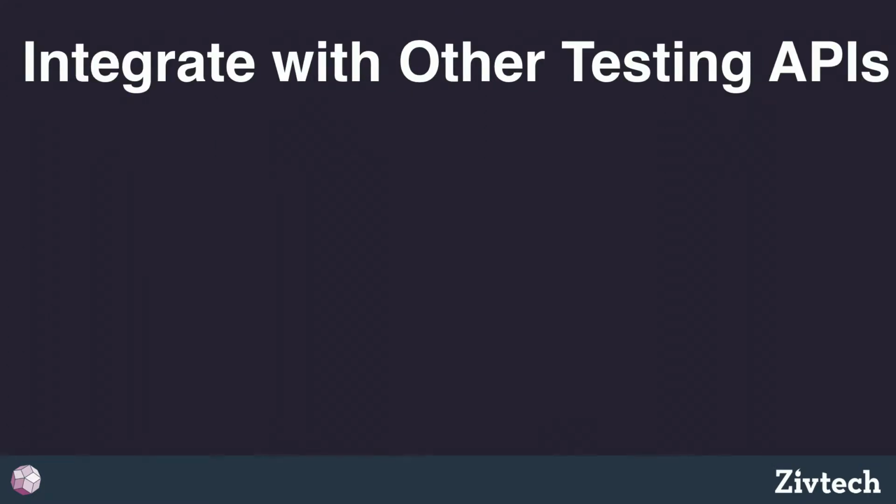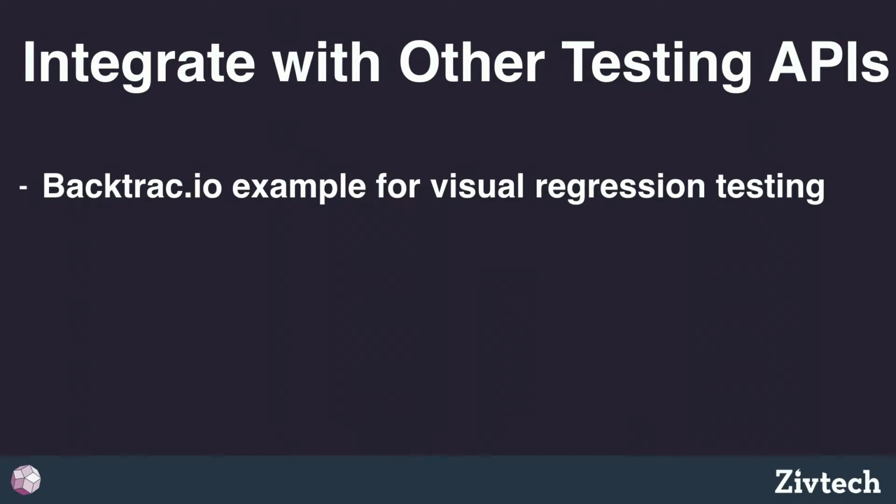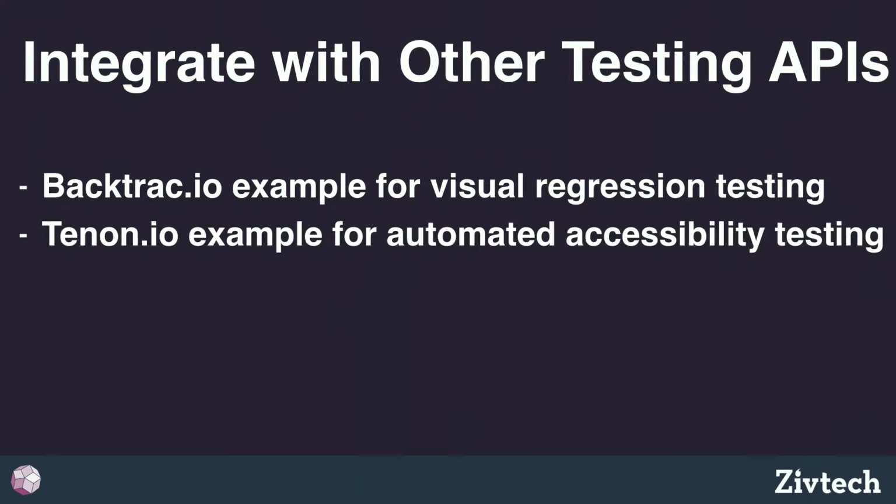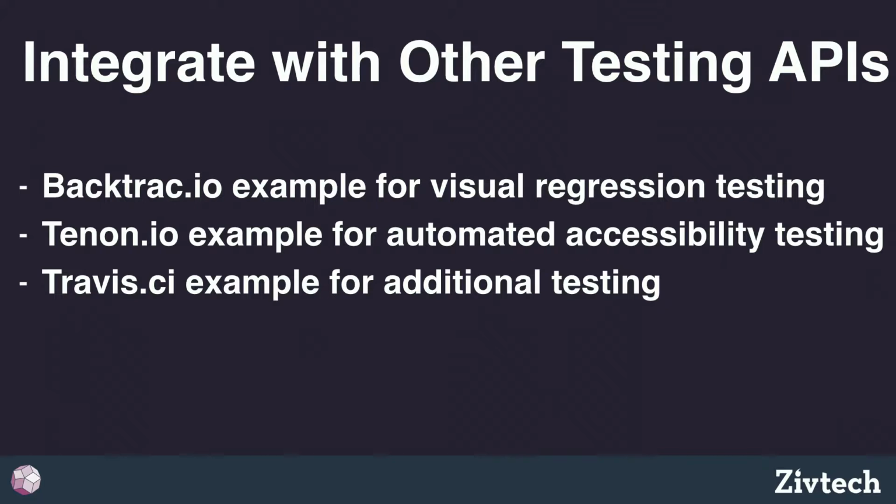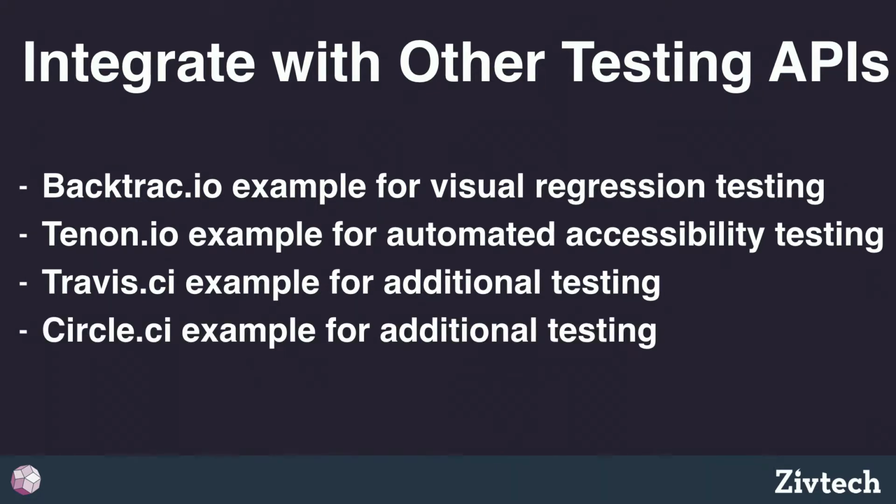We also can integrate with a bunch of other APIs. So we have a backtrack.io example, which is a great tool for automated visual regression testing. We also have an example for tenon.io, which is an automated accessibility testing tool. I've integrated a few of the repos that I'm working with Travis.ci, just to show that as an integration. And I believe somewhere in the mix here I have a Circle.ci integration. If not, it definitely can. I might not have gotten that example ready.